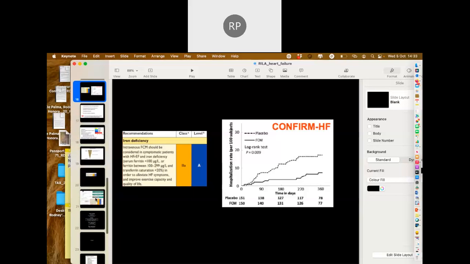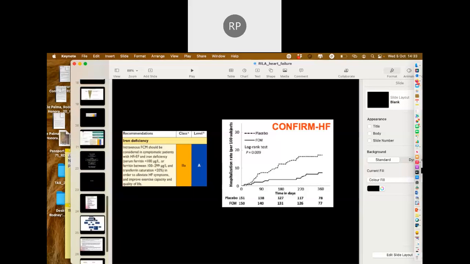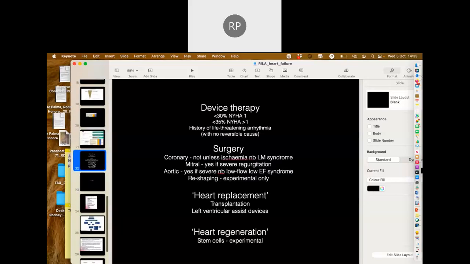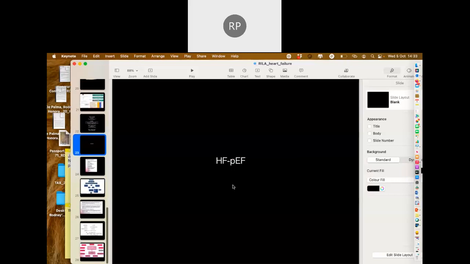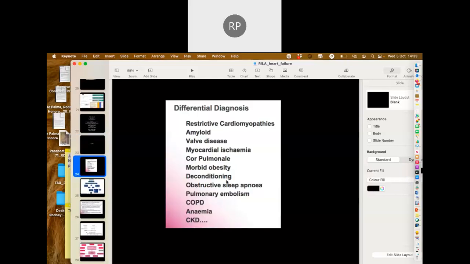Okay, I think in the interest of time, I'm just going to skip over to heart failure with preserved ejection fraction. Now, this is a bit of a dustbin category. There are multiple causes, and I've got the most common ones listed there, and they often overlap. So often patients will have more than one condition that can contribute.